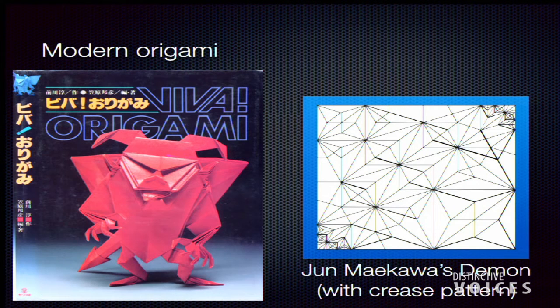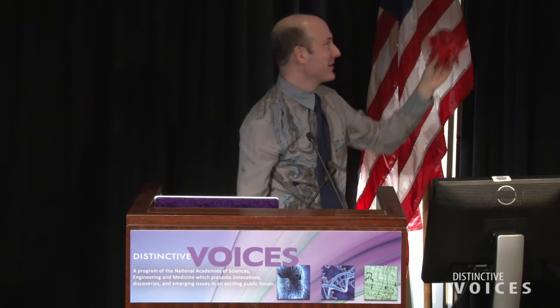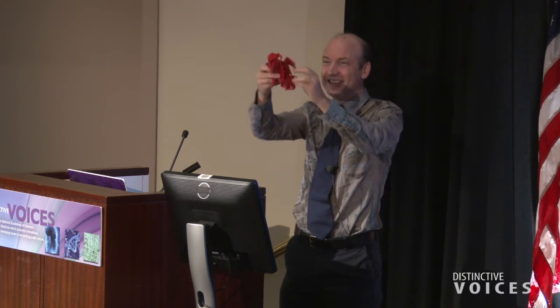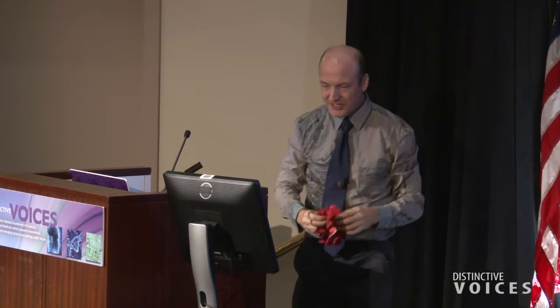This is another fun model. It's one of my favorites, Jun Maekawa's Demon. This is again from the 1980s, I think, in this Japanese origami book called Viva Origami. I actually have a couple of these. People can look at them if they want. It is possible to fold one of these. Again, no cuts. This is made from a square piece of paper. This one I'm holding here was probably from a 2-foot square, just to give you a sense of the scale of compression you get when you're making something that's complicated. But it's so cool. It's got 5 fingers on each hand and a tail and a tongue. And that's the crease pattern.